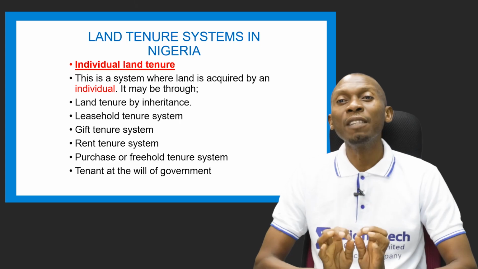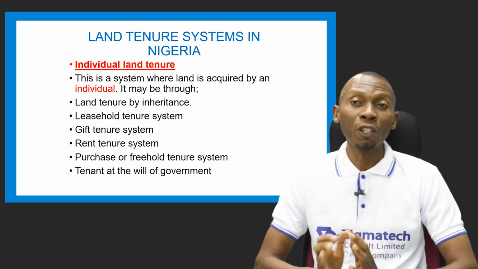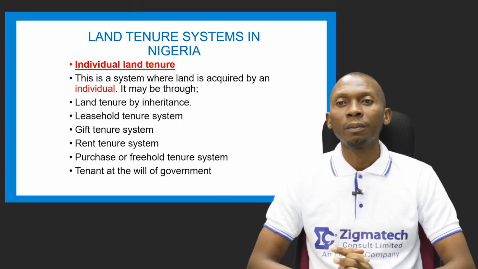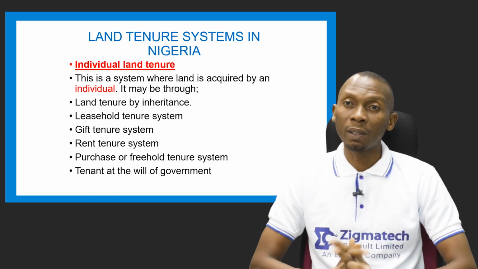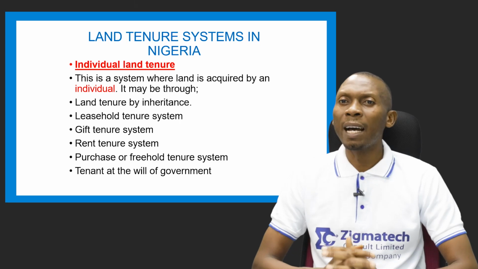Let's take a look at the individual land tenure system. From the word individual, you know that the land is acquired by an individual. Now, under this system of land tenure, we have different types here.